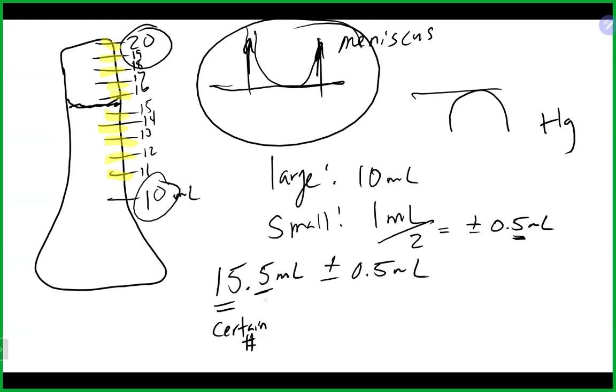This would be our first uncertain number. That would mean in this case, this number has 3 significant figures, the uncertain number, or the estimated digit, being the 5. Question on that reading there?